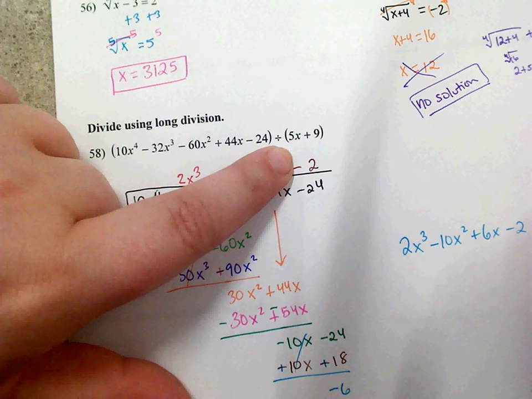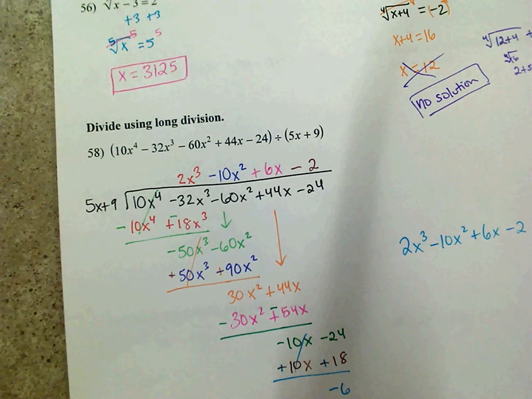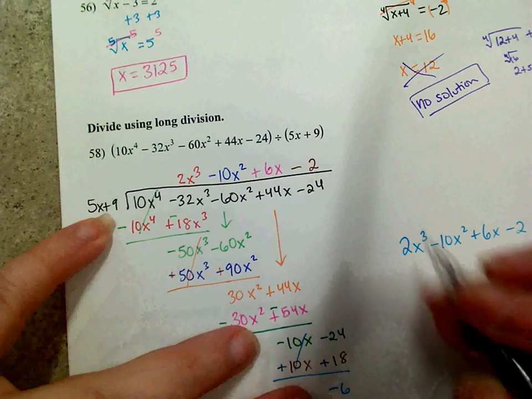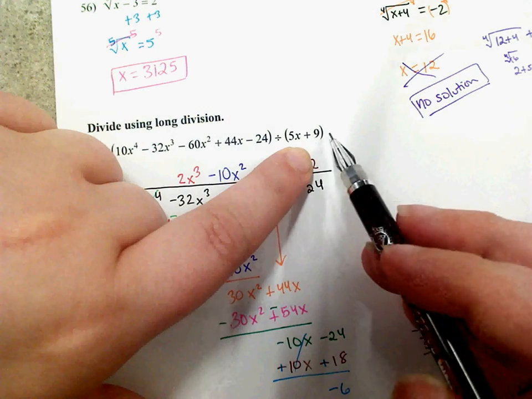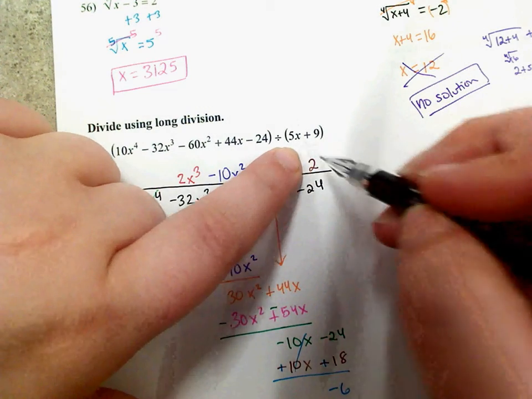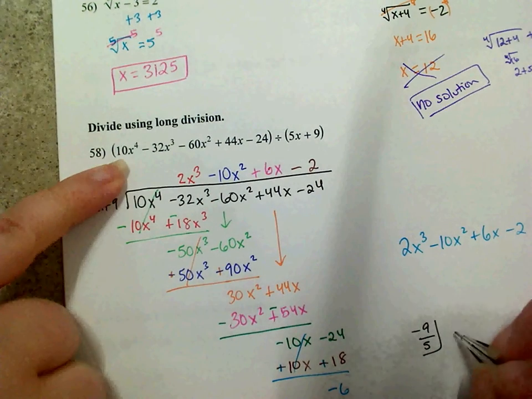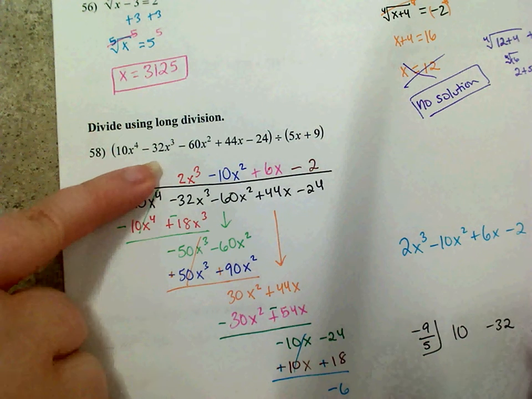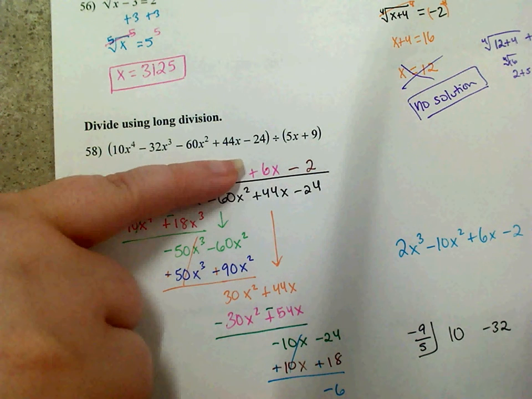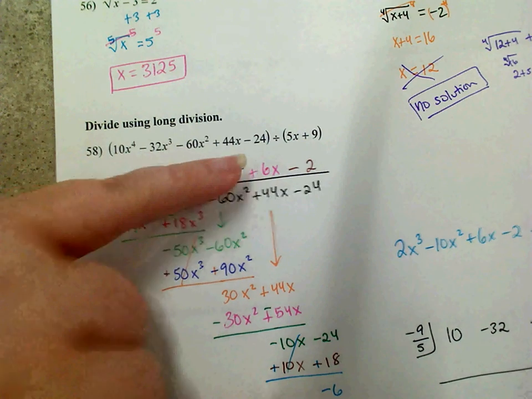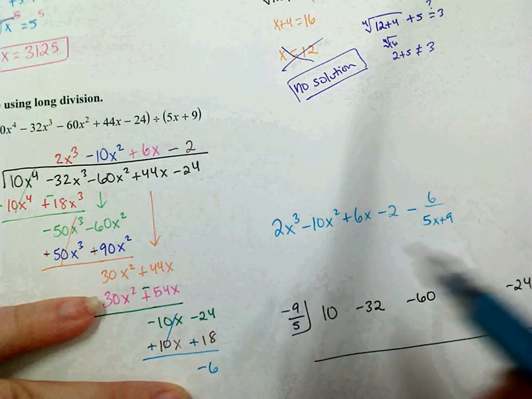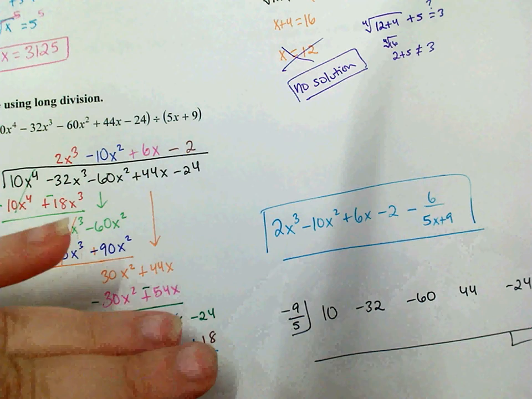Okay? And to just check right quick, if you want to, you can always do that. We're going to check using synthetic division. So in synthetic division, you put the root, whatever makes this equal to 0, so reverse bottoms up. The opposite of positive 9/5 is negative. So 10, negative 32, negative 60, 44, and negative 24. I didn't even show you what I was writing. Okay, so we drop the 10.